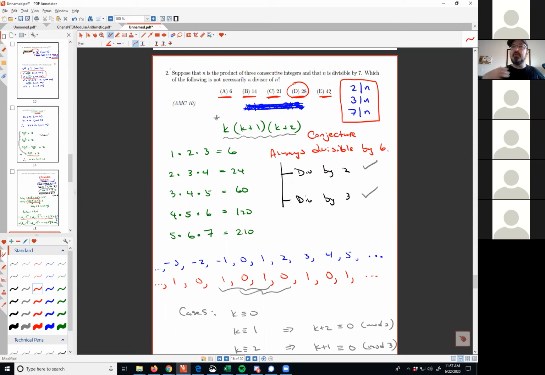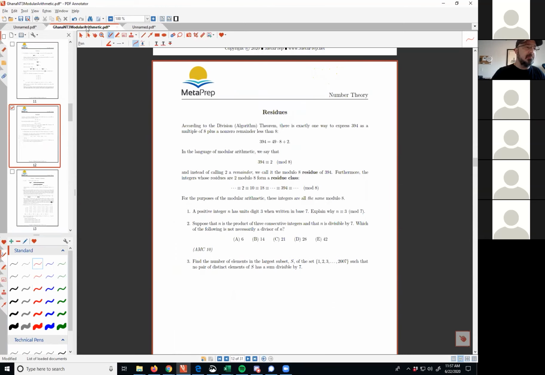So we use modular arithmetic here to build up our divisibility facts, and then we use our divisibility facts to solve the problem.